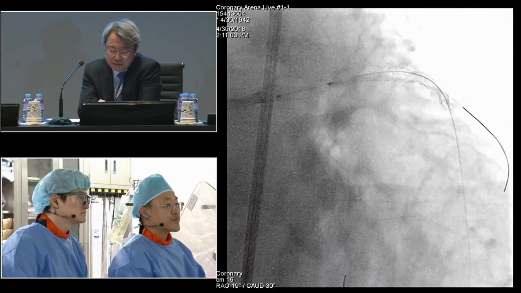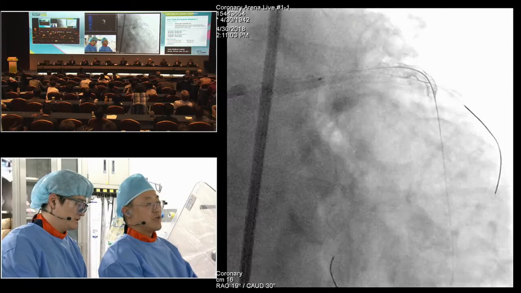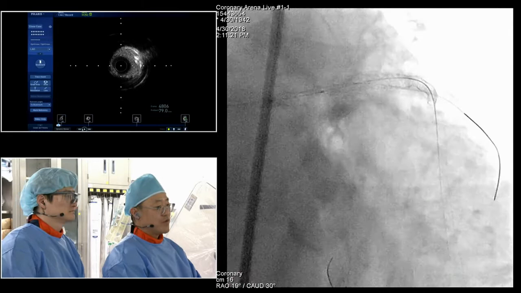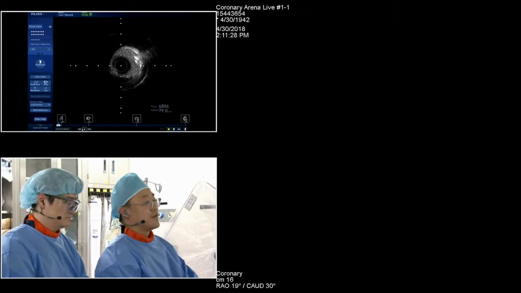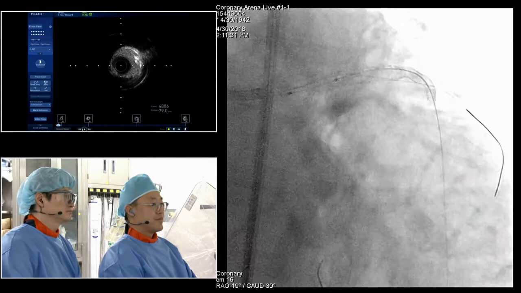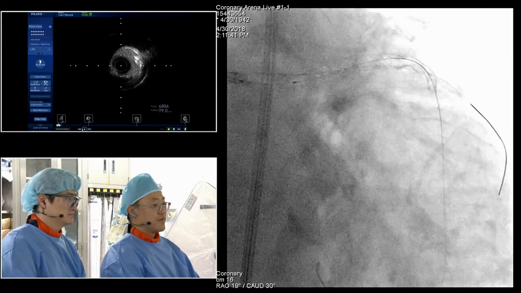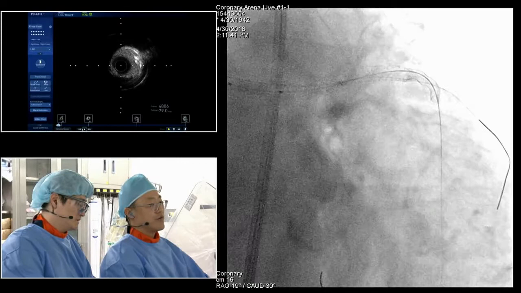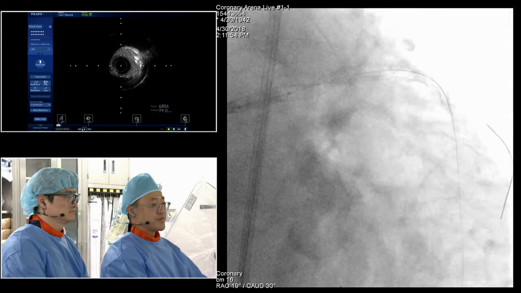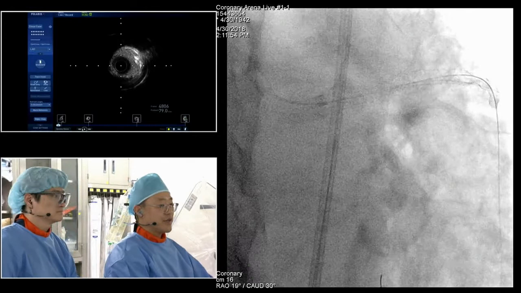Okay, test. Okay, go. Nominal. 10, 12, 14. 14. Safe. Deflate. Okay, this is 4.0. One more time here. Go. 6, 8, 10. Okay, deflate. Okay, go. 6, 8, 10, 12, 14, 16. Okay, safe. Deflate. Okay, the main ostium is okay. Go. 6, 8, 10, 12, 14, 16. Okay, deflate. Okay. And then we're going to check the angio again.